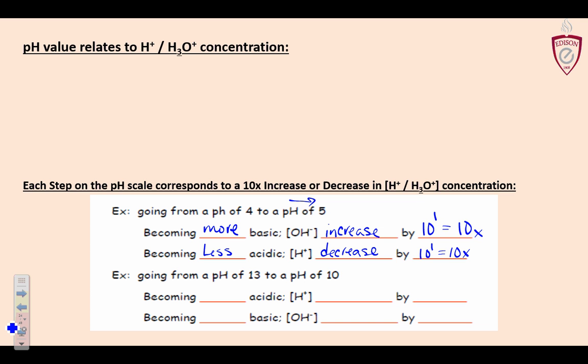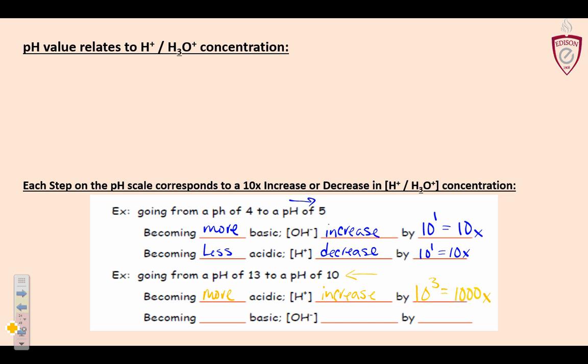All right, good. This example, I'll bang it home a little bit. So as I go from 13 to 10, I'm actually going away from the basic side, and I'm becoming more acidic. So that means my H plus concentration must be increasing, and I'm moving a pH of 3, so that's 10 to the 3. So 10 times 10 is 100, times 10 is 1,000. So my H plus concentration just increased by 1,000 times. Not 3 times, not 30 times, 1,000 times.